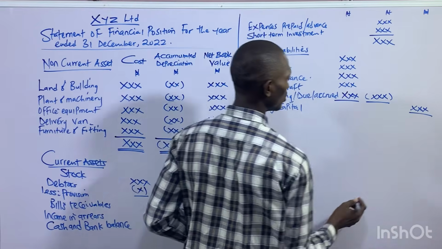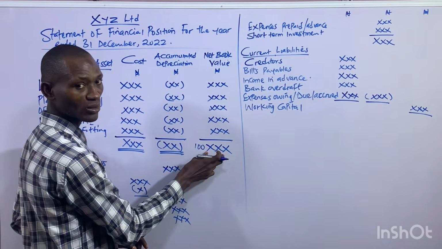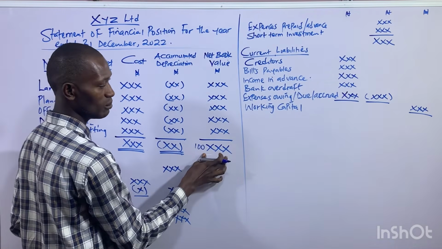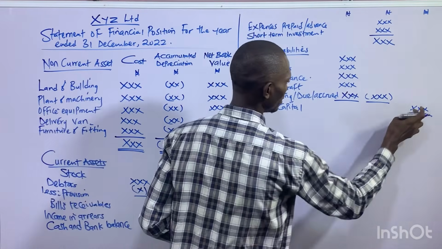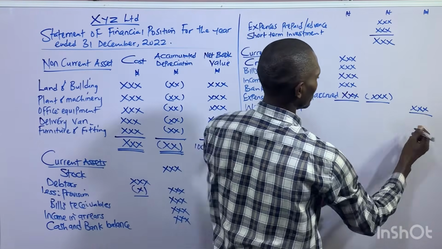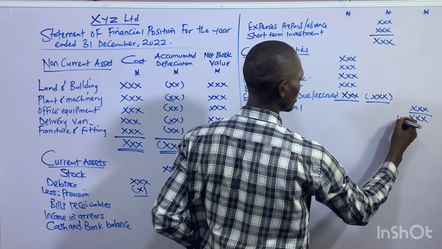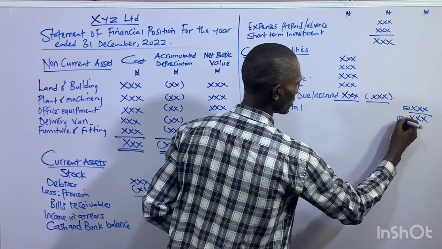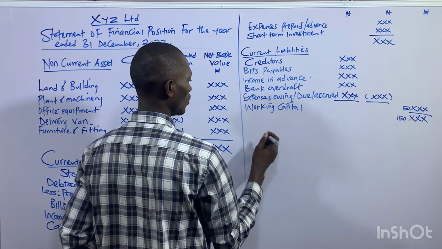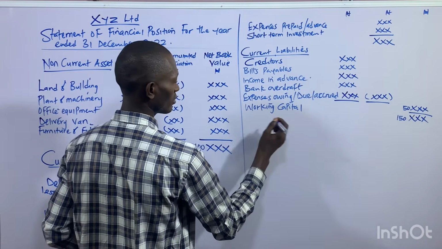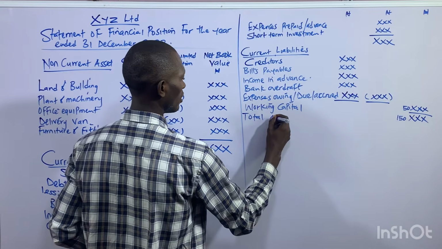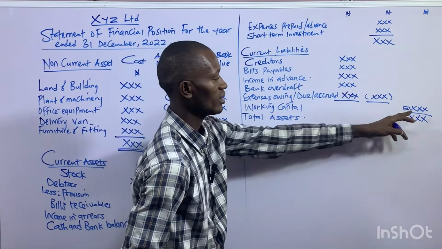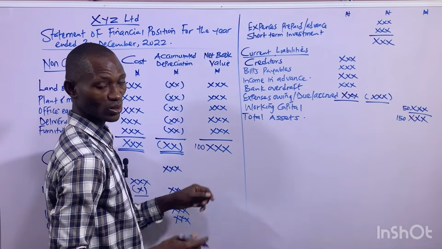So your working capital is added to your total non-current assets, the net book value. They're on the same line here. So let's assume this is 50. So 50 plus 100 gives us 150. This is total assets, that's working capital plus total non-current assets.